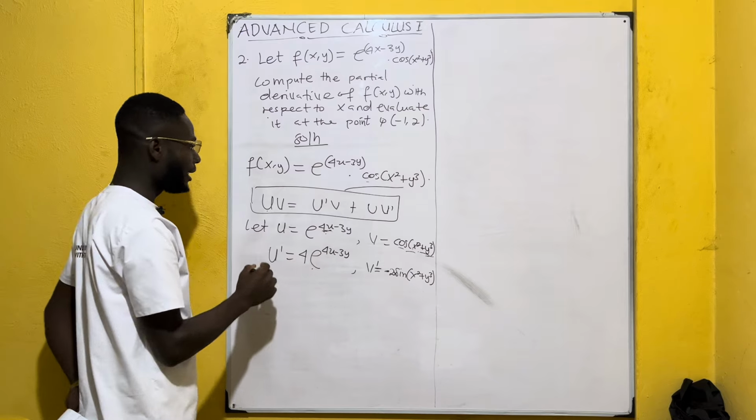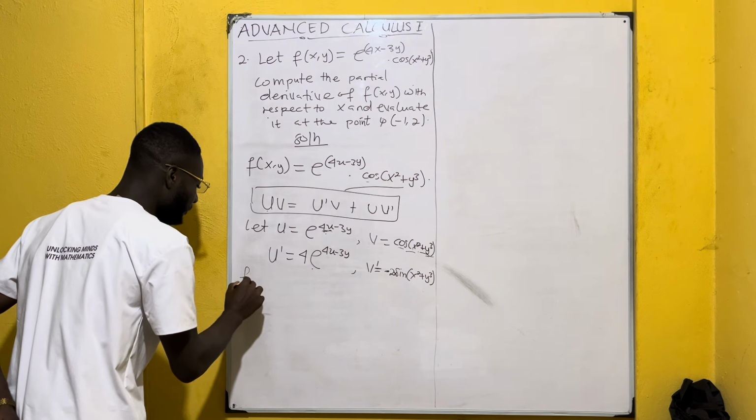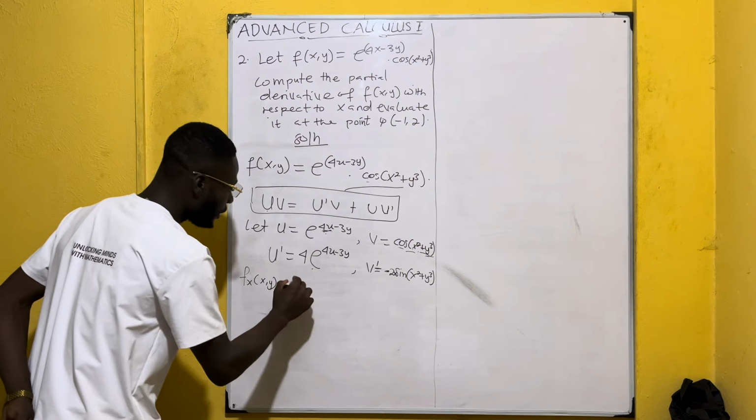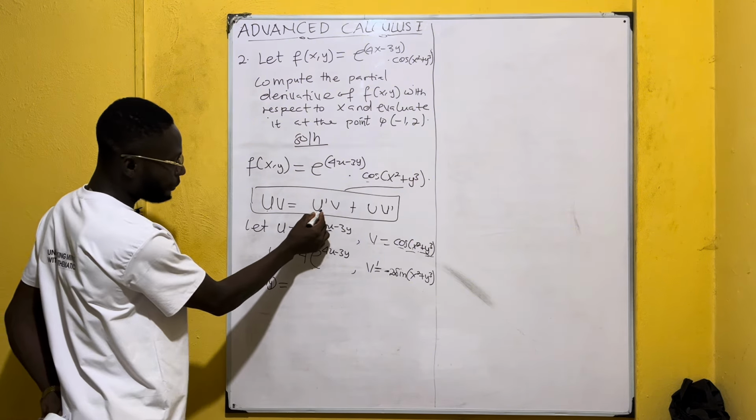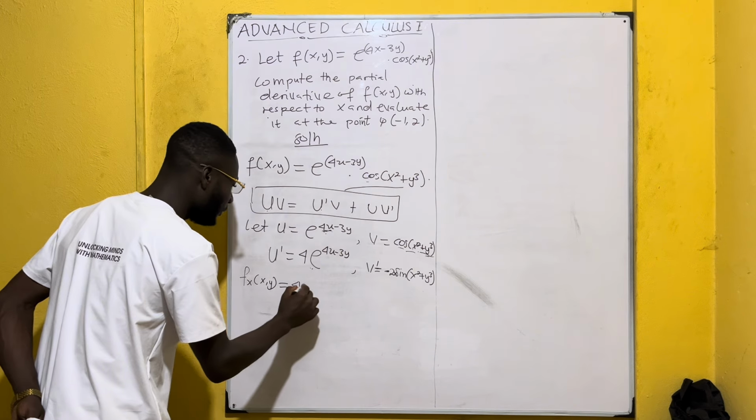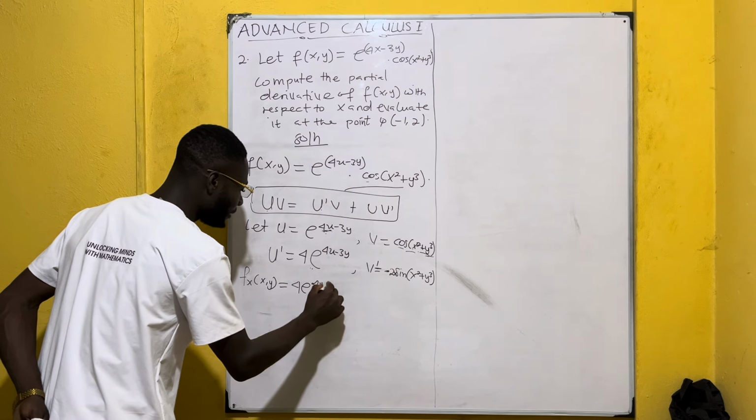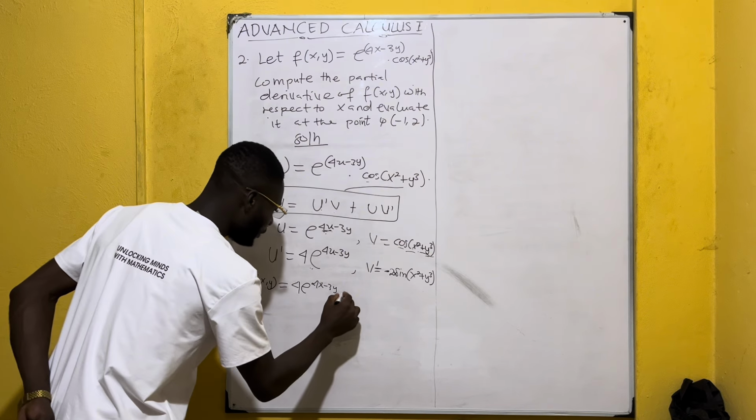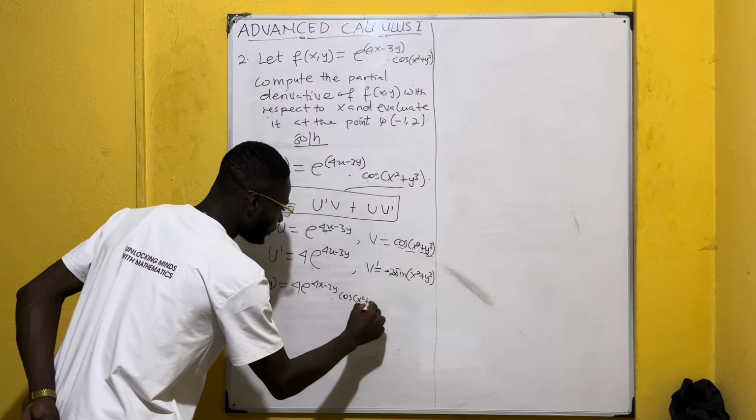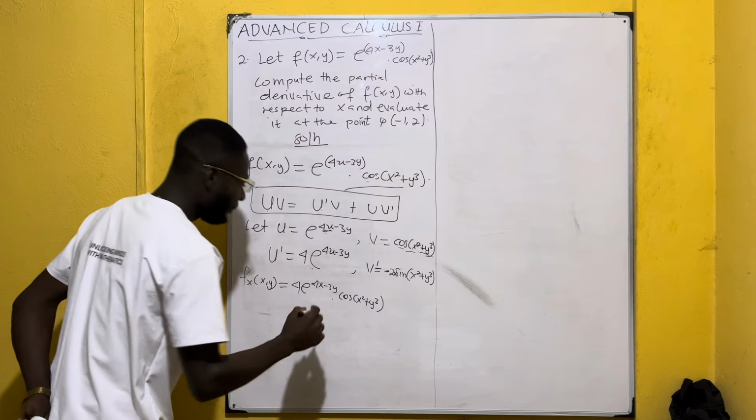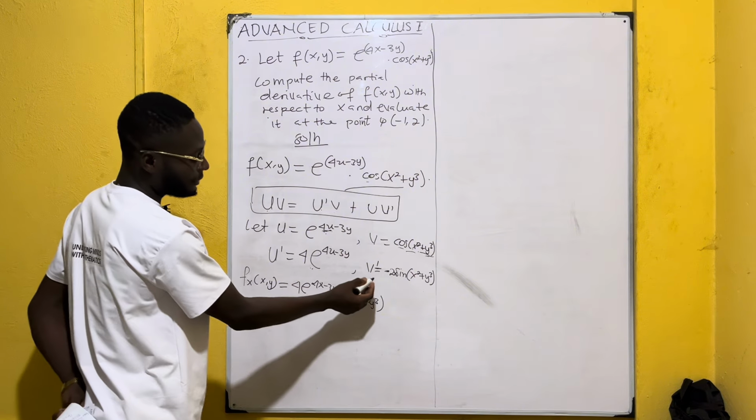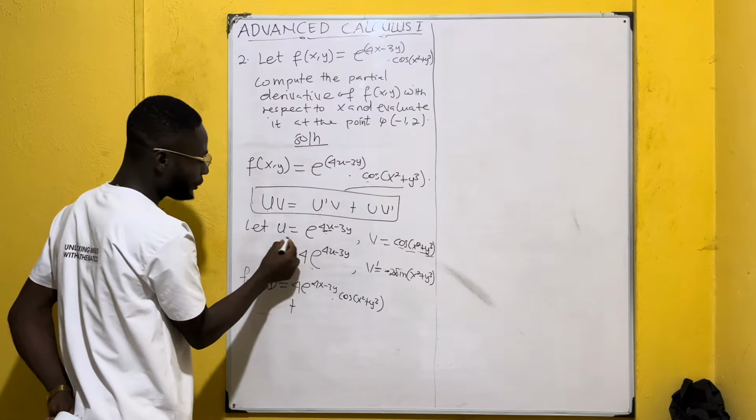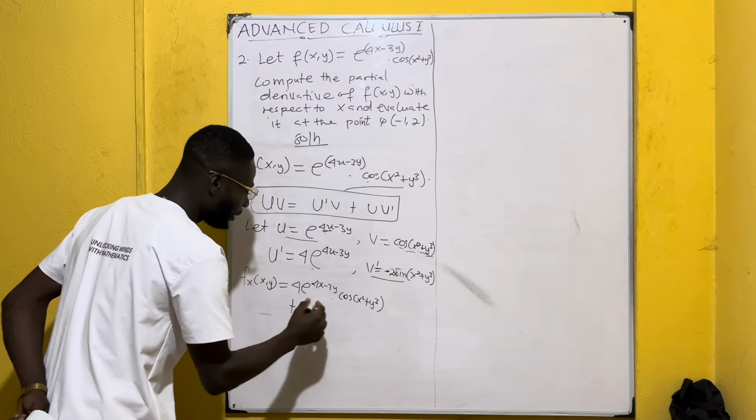So applying the formula, then we have our first derivative with respect to x of the function f(x, y) to be equal to, looking at the formula, u prime is here. So we have 4 e to the power 4x minus 3y. Then the v is cos into x squared plus y cubed, right? Plus the second part will be u, then v prime. So this is the u, and then this is the v.